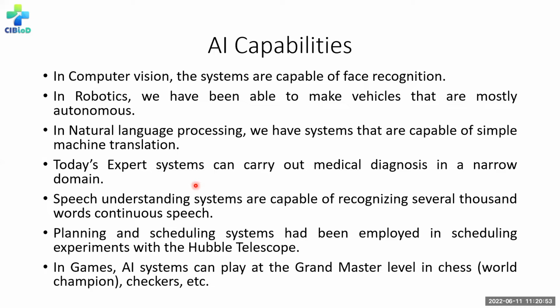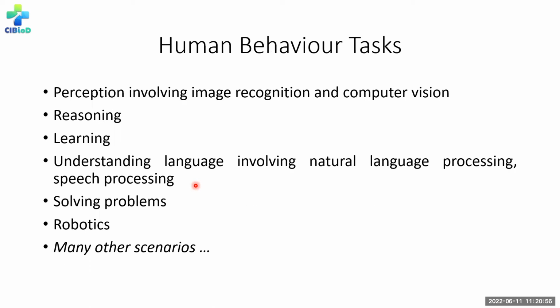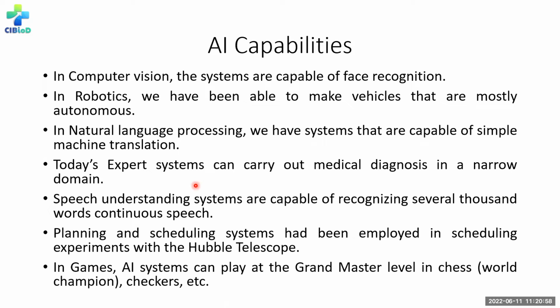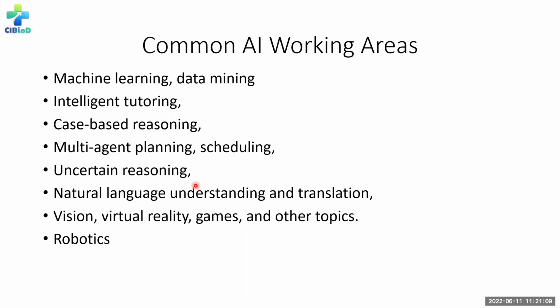Let's look at the previous slide, the human behavior tasks. If we list these activities with these AI capabilities, we immediately understand that yes, AI is able to do these human capabilities today. These capabilities fall under some common working areas like machine learning, intelligent tutoring, multi-agent, uncertain reasoning, natural language, virtual reality, robotics, and so on. But these areas are not mutually exclusive. Again, they are dependent on each other.